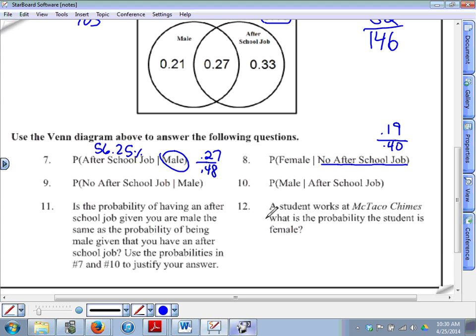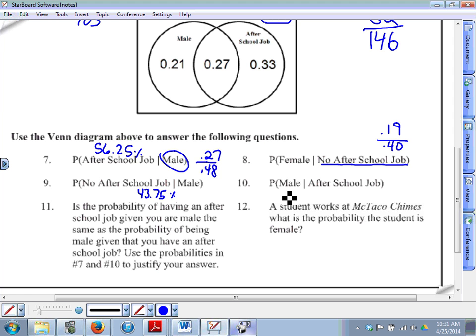Did anybody get 9? I'm on it now. You got 43.7? 43.75? Anybody else get that? You got that? The fraction is 19 out of 40. 43.75%.